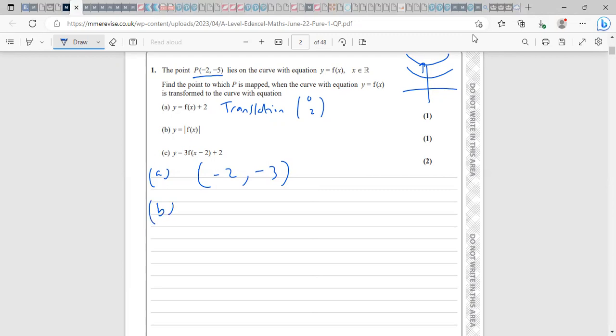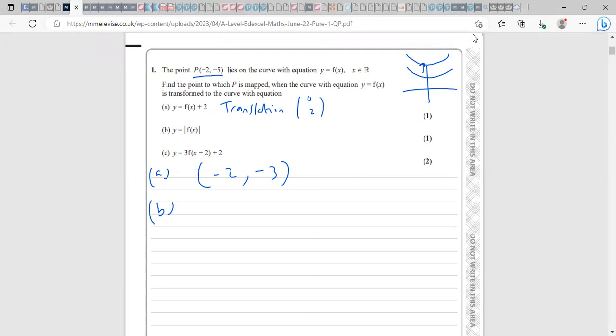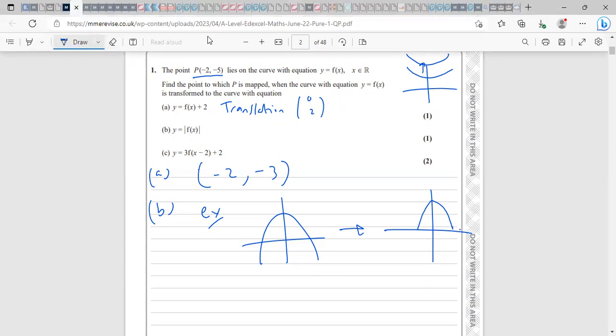Then part B, we're going to now transform the graph so that we now have y equals the modulus of f(x). The modulus of f(x) just means we're taking the absolute value. So if you've got a graph, as an example, that does something like this, then the modulus graph is going to look like this. It's still going to have this positive shape there, but then it's going to reflect upwards like this. Let me try and draw that again, just to make it clear that it's a sharp turn here.